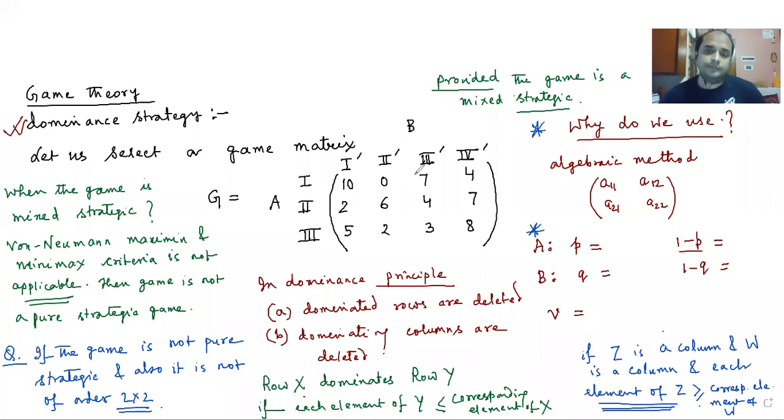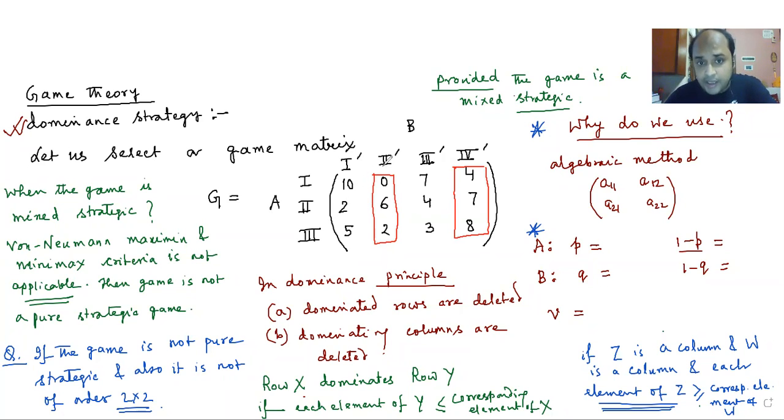So if you carefully observe, if I look at this particular column, you will see that this column is having the elements 0, 6, 2. And if I look at this column, I will see that this column is having elements 4, 7, and 8. Now, I have not done it suddenly. Before taking your class, I have already checked this.